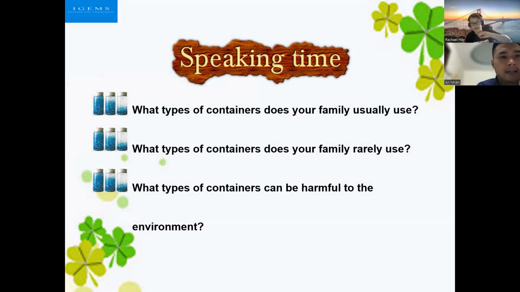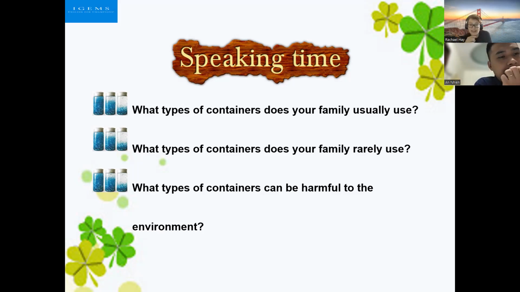So now we want to find out what types of containers you use. Do you use jars? Do you use cartons? What do you use? My home has bottle, jar, and cup, and can, and carton. Cartons. Okay, good.